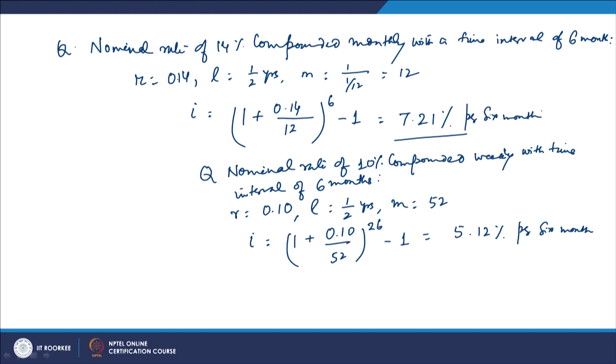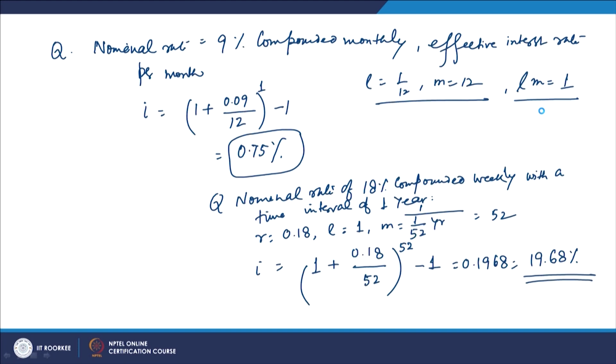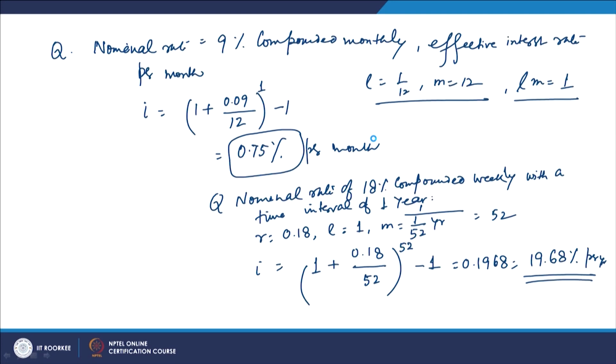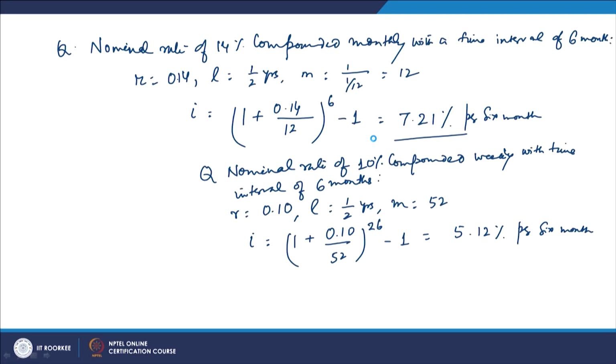So, this is the effective interest we must write down, because here also this is per year. Similarly, this is per month, like that we are calculating every time. So, you have to basically mention for what time you are calculating the effective interest.